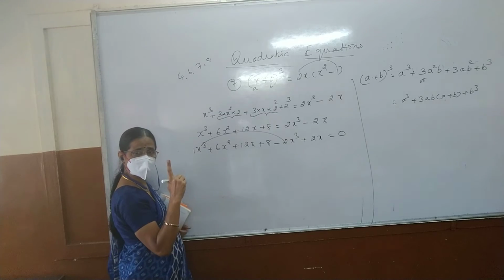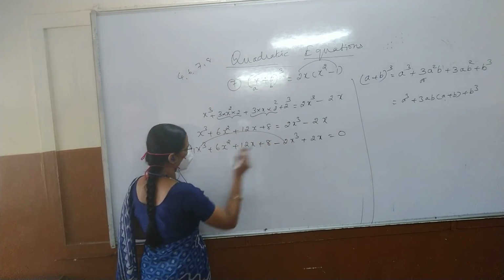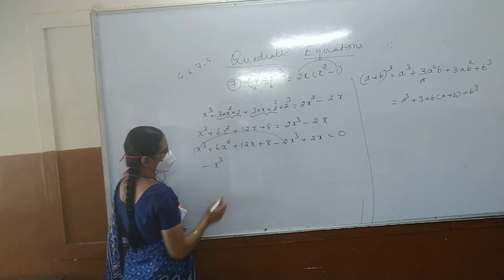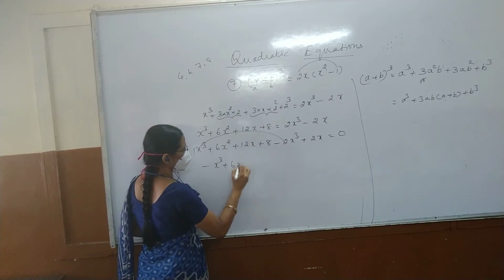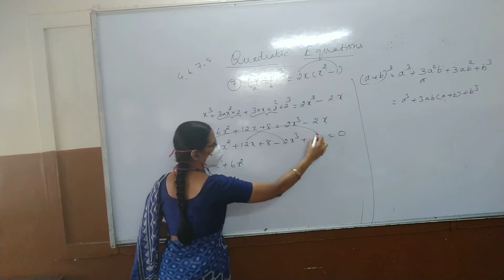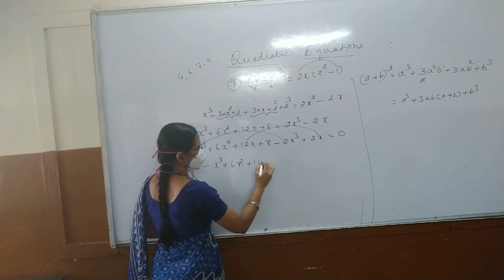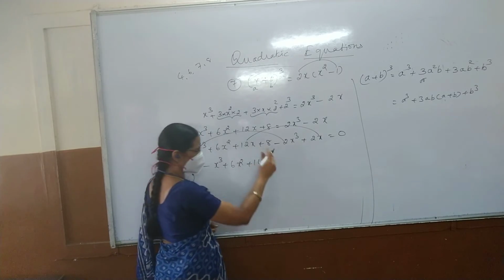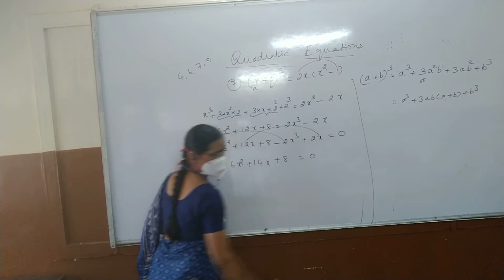X cube means how many x cube? 1 cube minus 2x cube becomes minus x cube. 6x square, right? 12x plus 2x, 14x. Constant term only in one place, plus 8 equals 0.